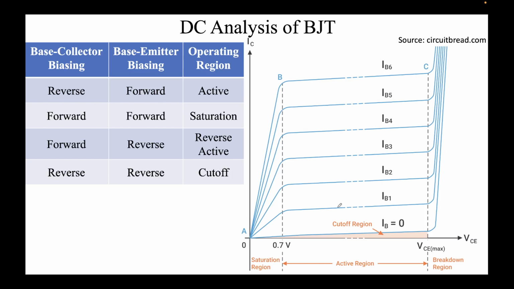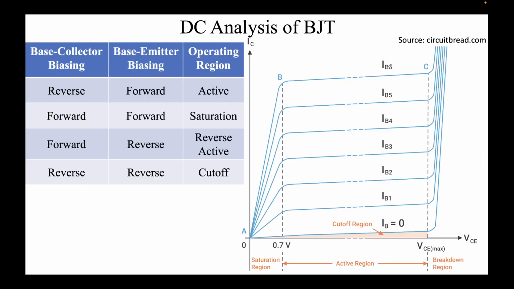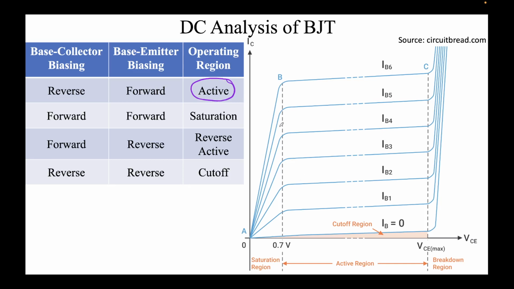Okay. And so the three regions: as I told you, for an NPN, in this slide you can see there is an NP and then a PN junction. So each can be forward or reverse. There are four combinations which are listed here, and the region we are most interested in is the active region. In this plot, you can see that the active region is when base-collector is reverse and base-emitter is forward, and we are talking about this region essentially.